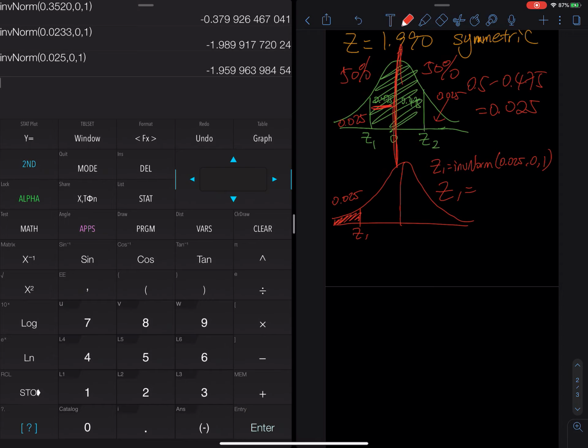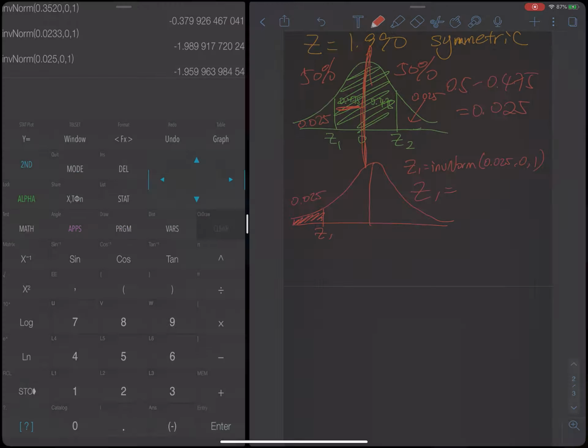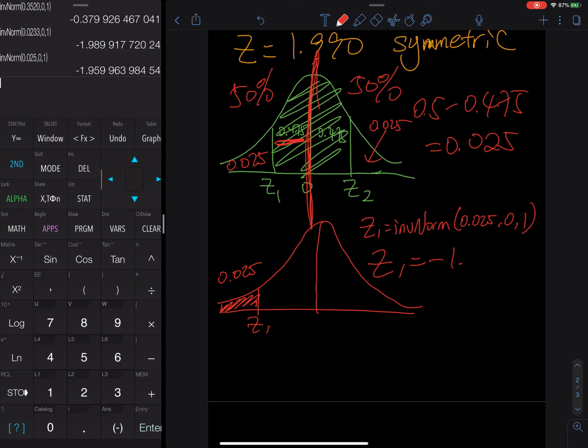That is negative 1.960. So we have negative 1.960. And then the Z2, what is Z2? Z2 is positive 1.960. One negative, one positive, because the graph is symmetric. So that's how you find all three of these. Okay, I know three problems is never enough. Let me give you more exercises.